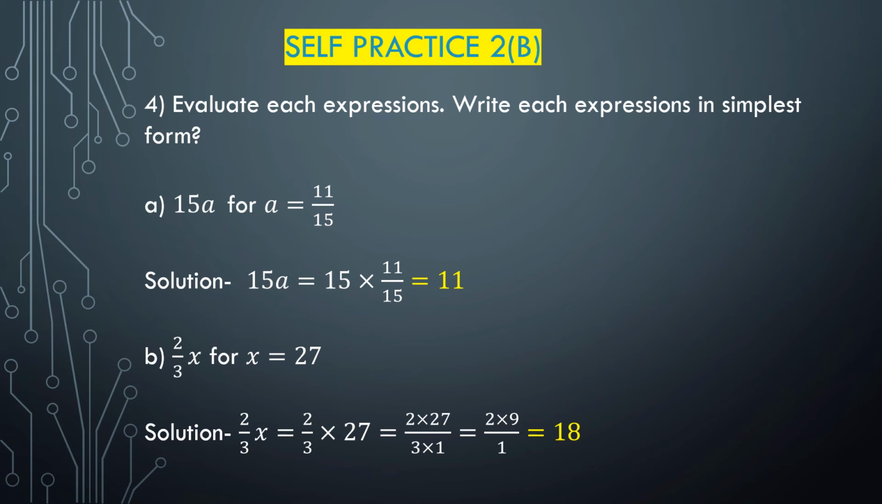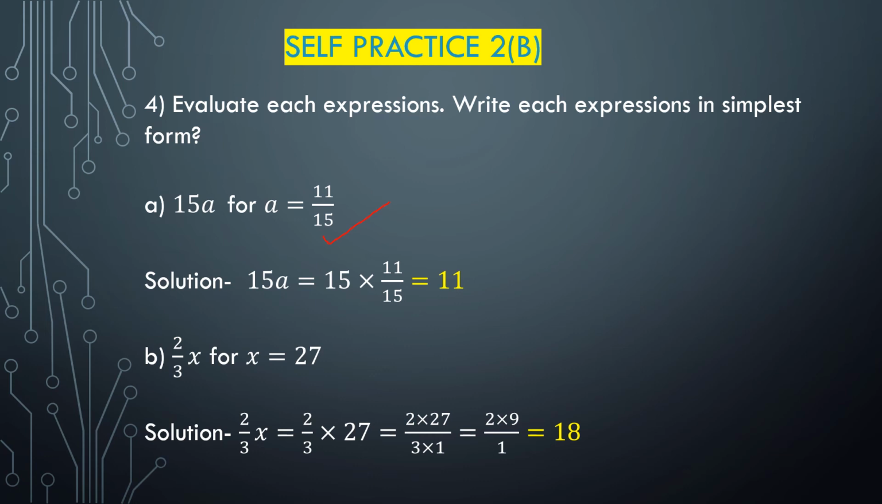Now we solve question number 4. Question number 4 is: evaluate each expression, write each expression in simplest form. First, part A: 15a for a equal to 11/15. We have given a is 11/15. We have to find out 15a.